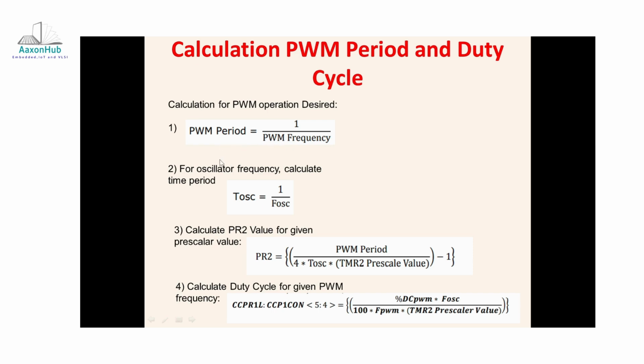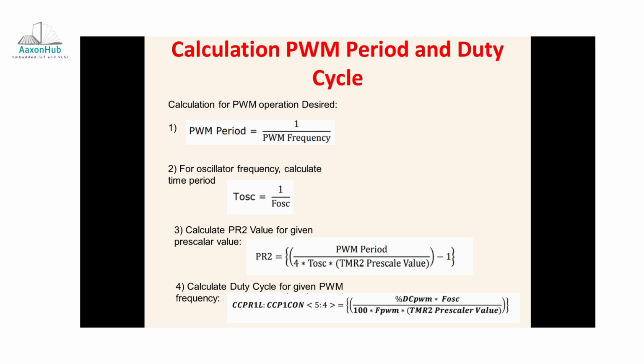After this, you need to look at your oscillator frequency. This frequency is nothing but your system frequency. For the system frequency, we need to generate the time period. So TOSC equals 1 upon FOSC. After getting the 2 periods, one for the PWM period and one for your system frequency time period, you then need to calculate the PWM on the basis of writing the specified value to be loaded in the PR2 register.